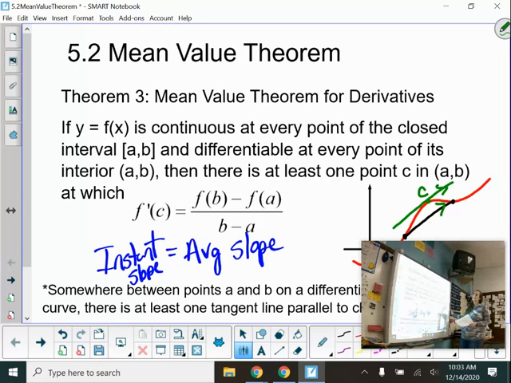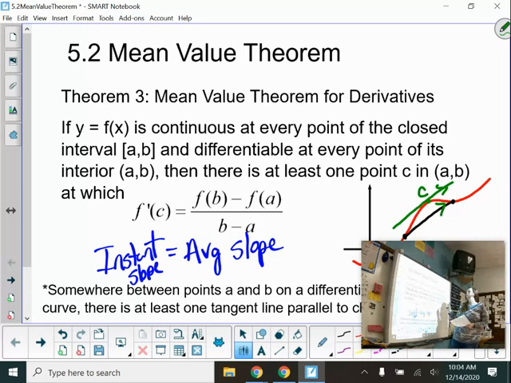So you have, if y is equal to f of x is continuous at every point in the closed interval, differentiable at every point of the open interval, then there has to be at least one point c in your interval a to b where the derivative at c is equal to f of b minus f of a all over b minus a.